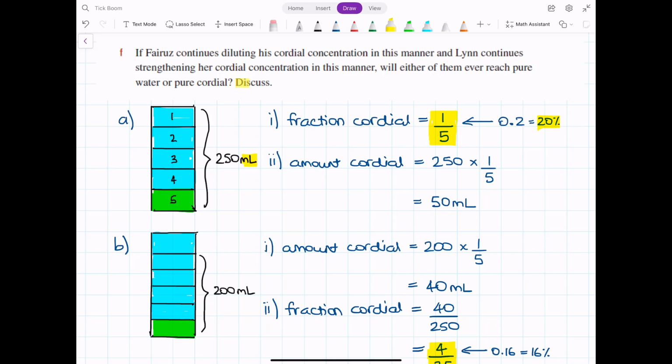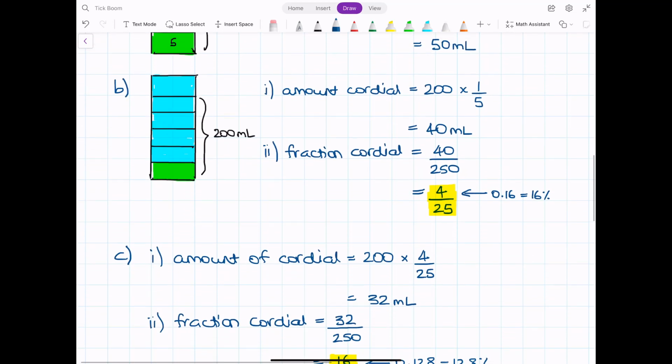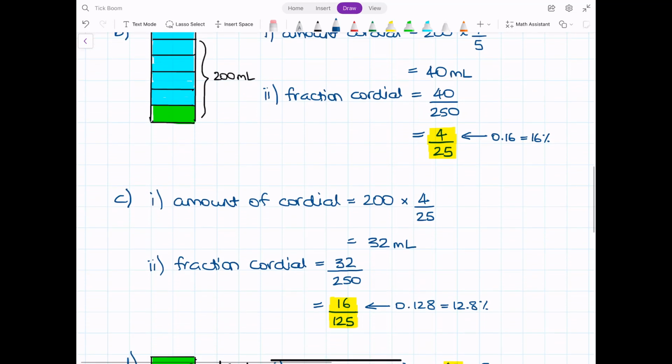And I think, as I've highlighted, for Feroz, the percentage of cordial keeps going down. He went from 20% of cordial to 16% of cordial, and then to 12.8% of cordial. So it might be tempting to think, well, if we keep repeating this process, Feroz will end up with 0% of cordial, and so there'd be pure water because there's no cordial.